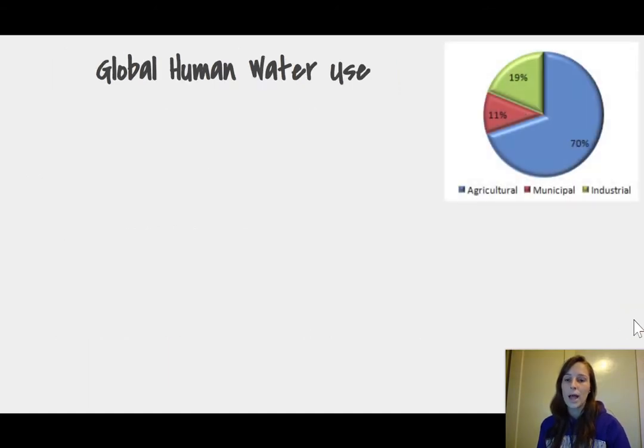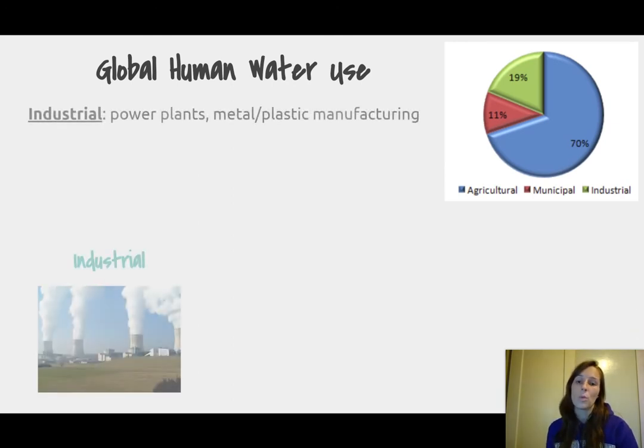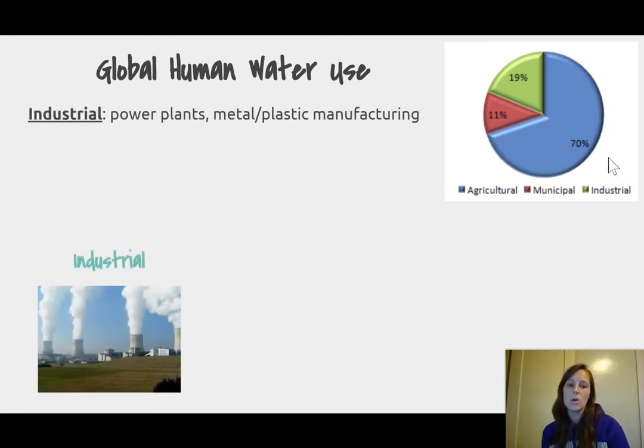So if we're going to look at the global human water use, this is important to look at, this graph here. We've got 3 different types of human water use.